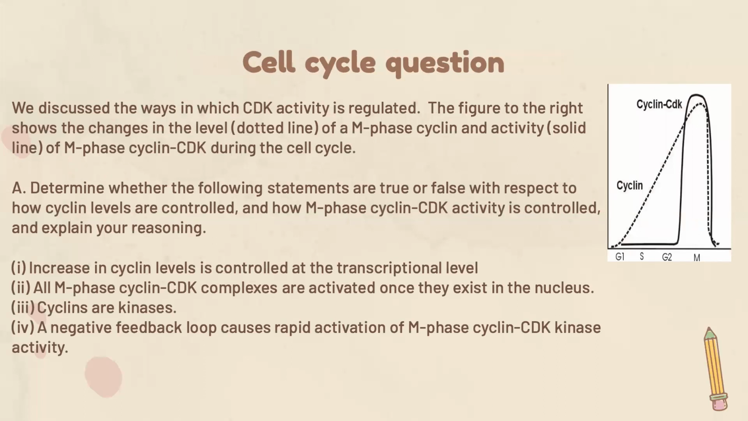So in the class, we discussed ways in which CDK activity is regulated. The figure you see to the right shows the changes in the level (dotted line) of M phase cyclin and activity (solid line) of M phase cyclin CDK during the cell cycle. For each of the following, determine if they are true or false with respect to how cyclin levels are controlled and how M phase cyclin CDK activity is controlled, and explain your reasoning. So the first one, increase in cyclin levels is controlled at the transcriptional level.